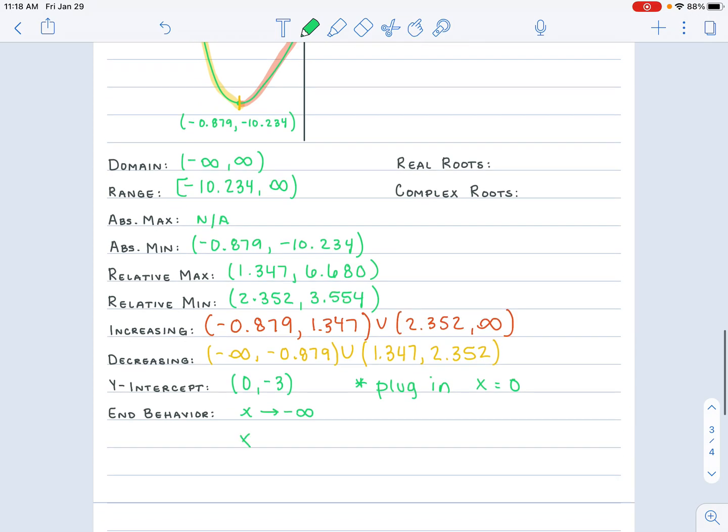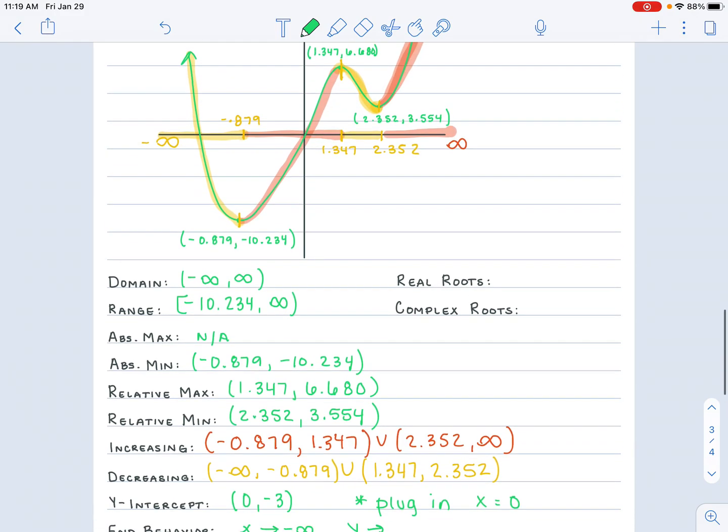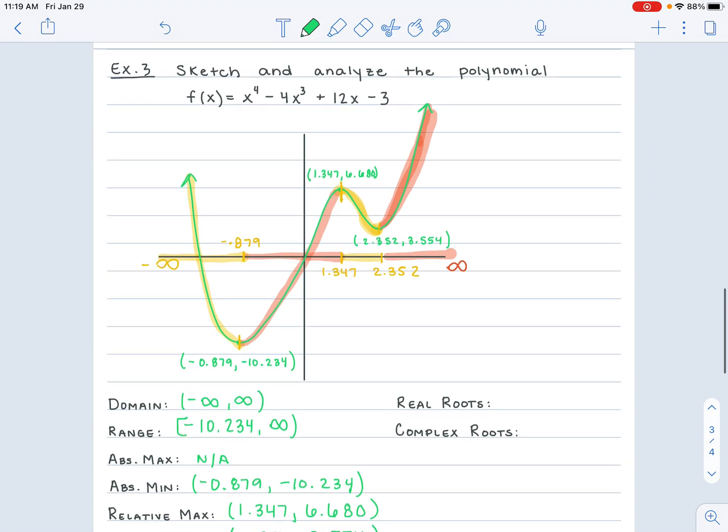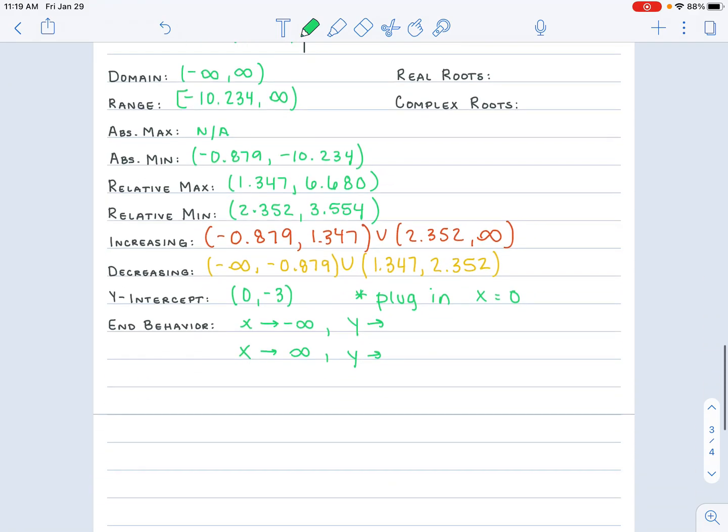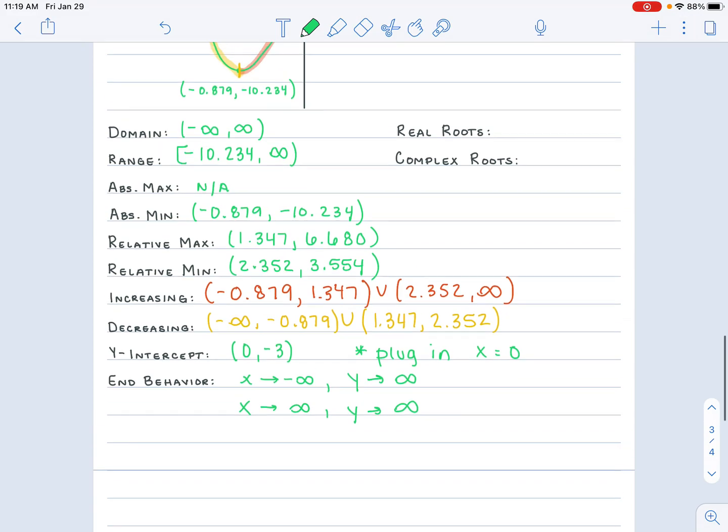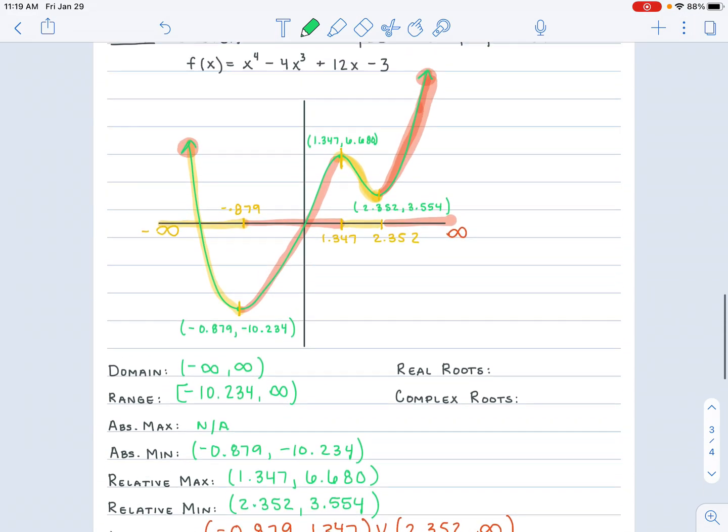And now we have our end behavior. So remember, we started off the same: as x approaches negative infinity, as x approaches positive infinity, as y approaches, and as y approaches. All right, so if you look at our end behavior, as x approaches negative infinity, which way is our arrow facing? Well, our arrow is facing up for both of them, so they're both to infinity.